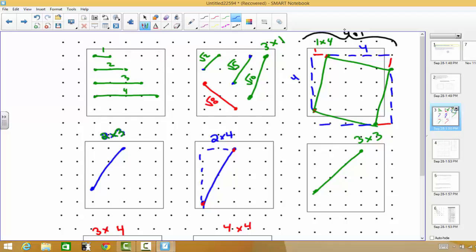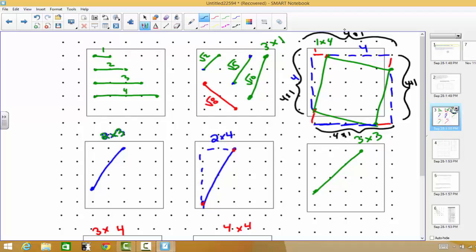Hold on here. 1, 2, 1, 2, 3, 4 by 1. So again, you see that this outer is a 4 and a 1. This outer is a 4 and a 1. And this outer is a 4 and a 1.